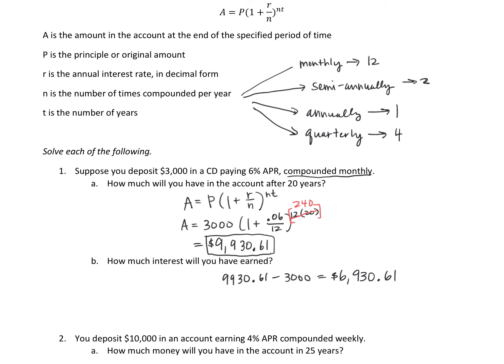$6,930.61. Okay, so now this is an example that shows you how you can use your formula if you're given everything on the right-hand side and you're looking for the A, and it also shows you how to figure out how much interest you will earn.